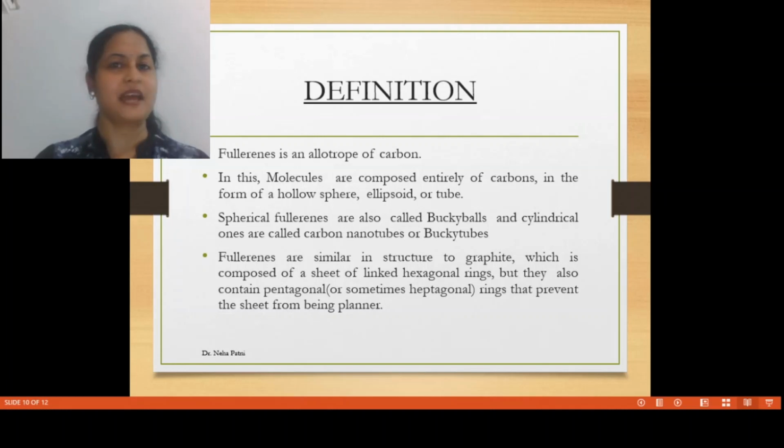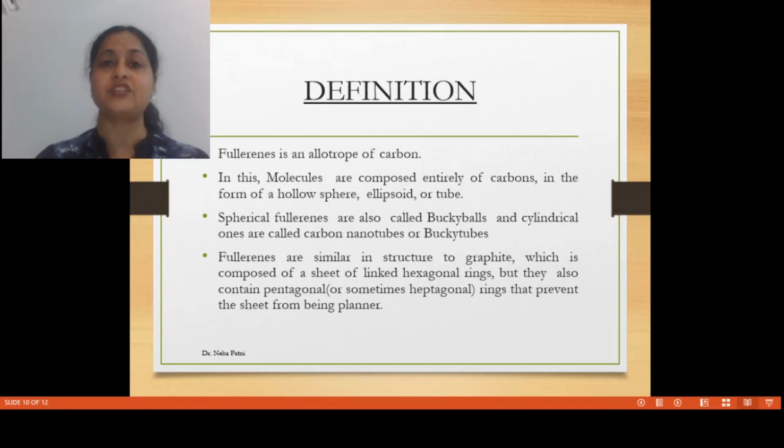Fullerenes are allotropes of carbon. There are many similarities with graphite and diamond, which are also allotropes of carbon. But there is something different with respect to the chemistry of Fullerenes. They are hollow sphere kind of structures. They are ellipsoid. They have different names.